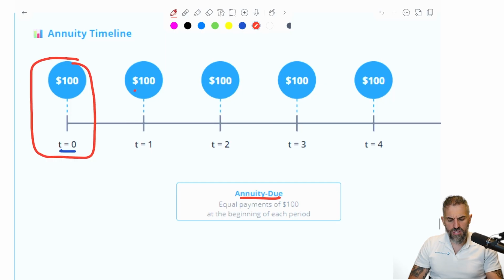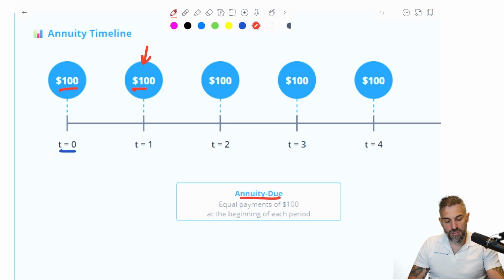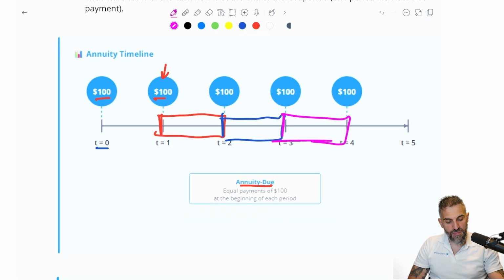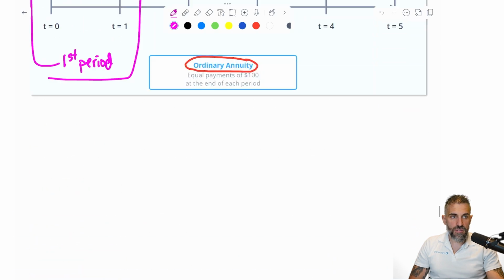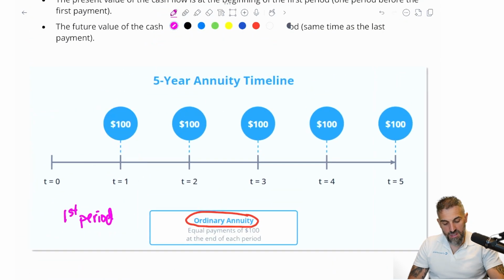Now, if you're looking at that, you might say, well, there's a payment in both. Yeah, technically, this is also the beginning of the second year, and the beginning of the third year, and the beginning of the fourth year. What you'll notice is that there's nothing here, because the payments are at the beginning of year 1, the beginning of year 2, the beginning of year 3, the beginning of year 4, and the beginning of year 5. Whereas here, it's the end of year 1, the end of year 2, the end of year 3, the end of year 4, and the end of year 5.